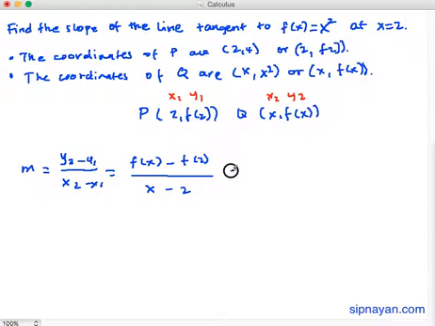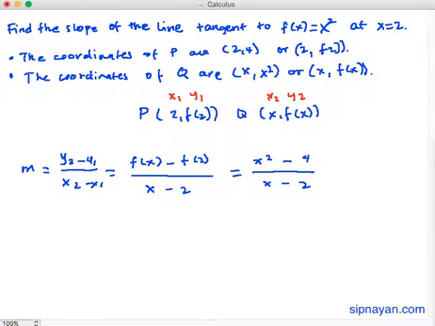Or, pwede rin nating sabihin na itong dalawang to. Ano ba yung f of x natin? Di ba x squared? Using this coordinate. Minus, ano yung f of 2 natin? f of 2 is 4, di ba? Over x minus 2. So, pwede itong dalawang to. And this is the slope of PQ. Okay? So, the slope of PQ.